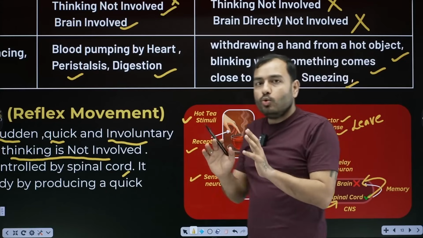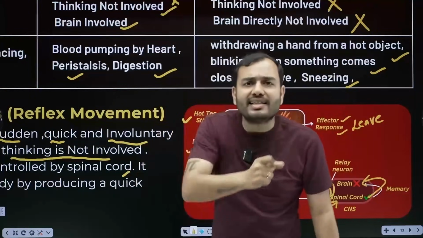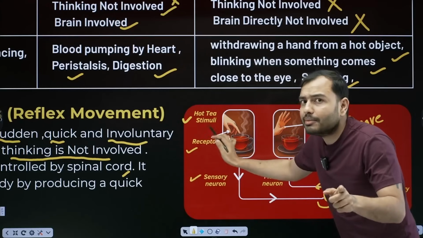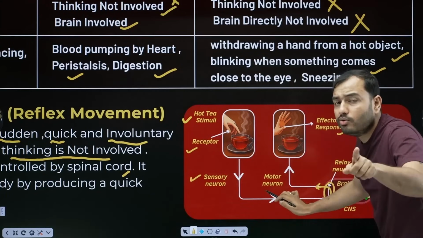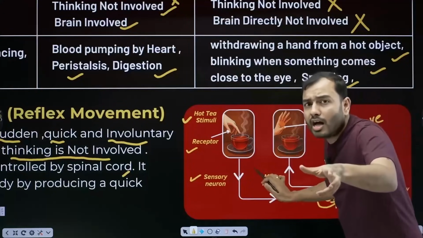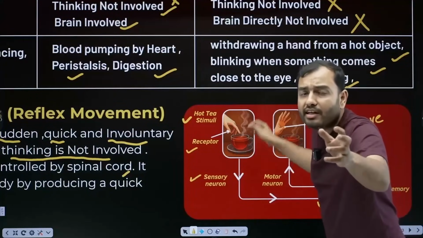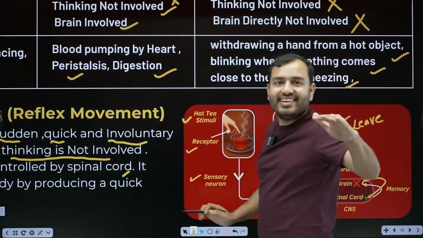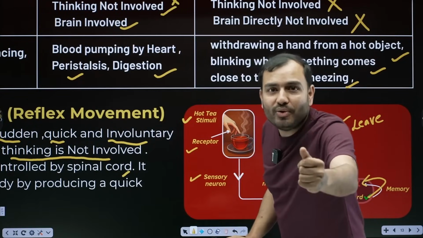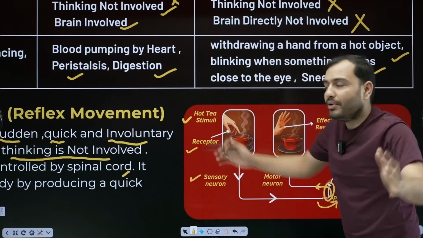So if I ask you, what is the path of the reflex action? First comes the stimulus. After the stimulus, the receptor. After the receptor, the sensory neuron. After the sensory neuron, the spinal cord, with relay neurons somewhere inside it. After this, the motor neuron. After the motor neuron, the effector. After the effector, the response. The brain is not visible on the path. So this path becomes shorter, the action happens quickly, and the complexity of the brain is avoided.